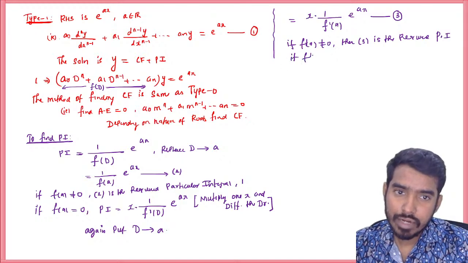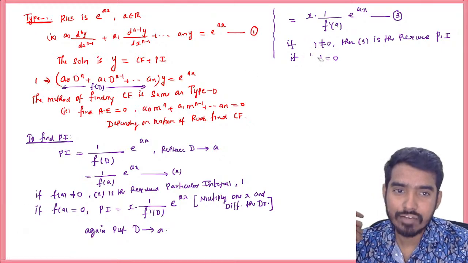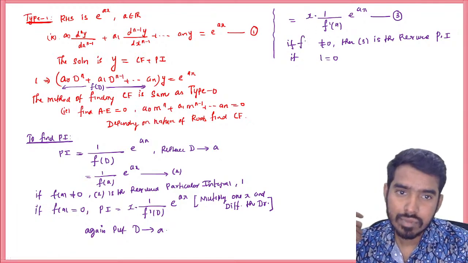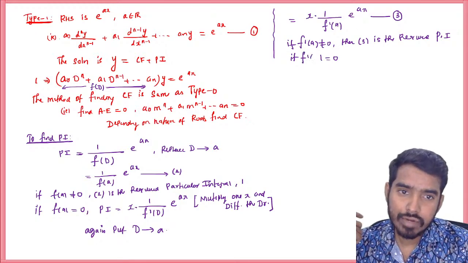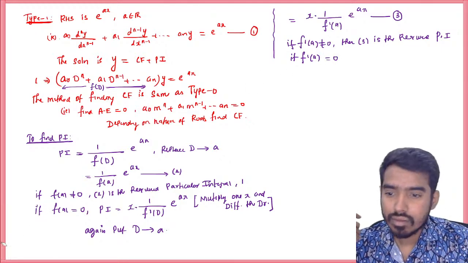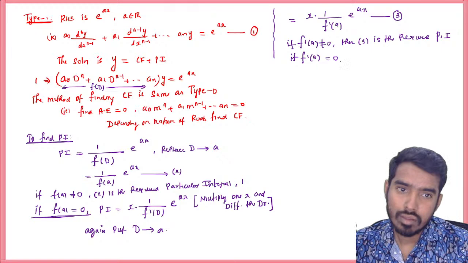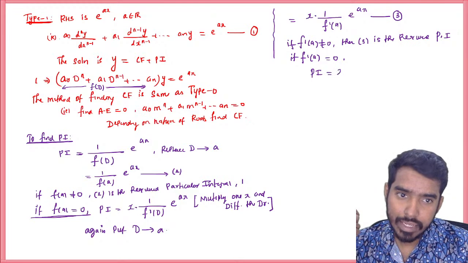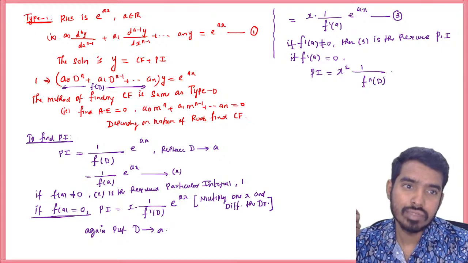If f dash of a is again 0, what you have to do? If this denominator is non-zero, then this is the required particular integral. If f dash of a is equal to 0, the particular integral will be: multiply by x again, so you will have x square divided by f double dash of d into e power ax.